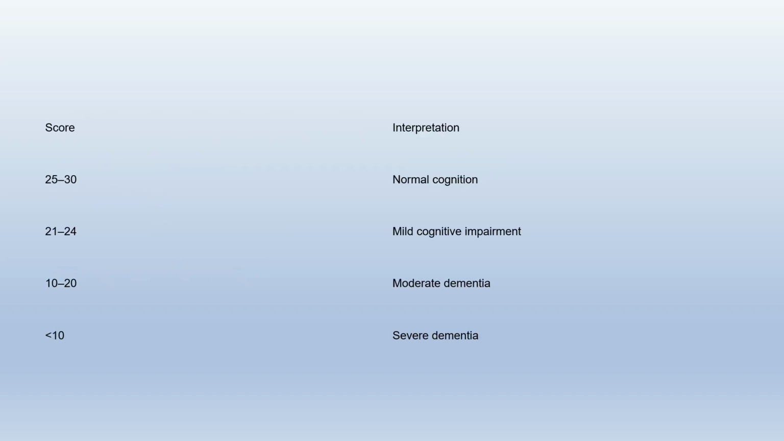The score and its interpretation: 25 to 30 normal cognition, 21 to 24 mild cognitive impairment, 10 to 20 moderate dementia, less than 10 severe dementia.